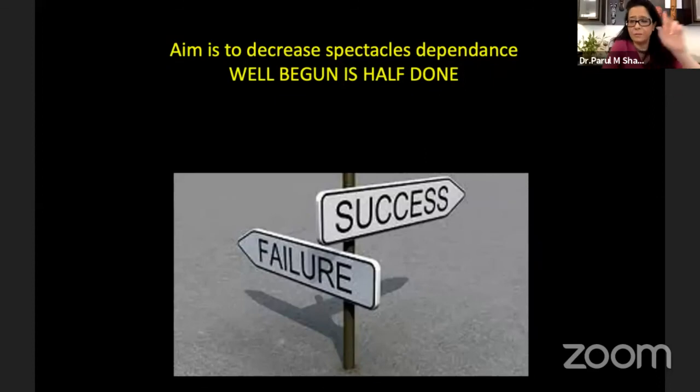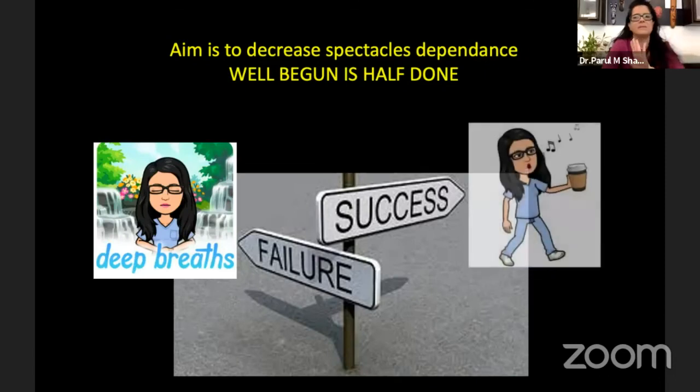So a major thing in your refractive practice is, do not say the words get rid of glasses. As long as you're saying that you decrease the spectacle dependence, you will be very good. And just starting good is a job well done.